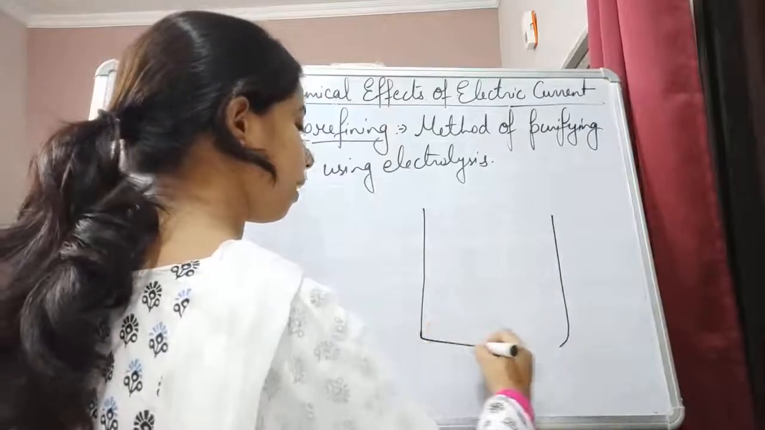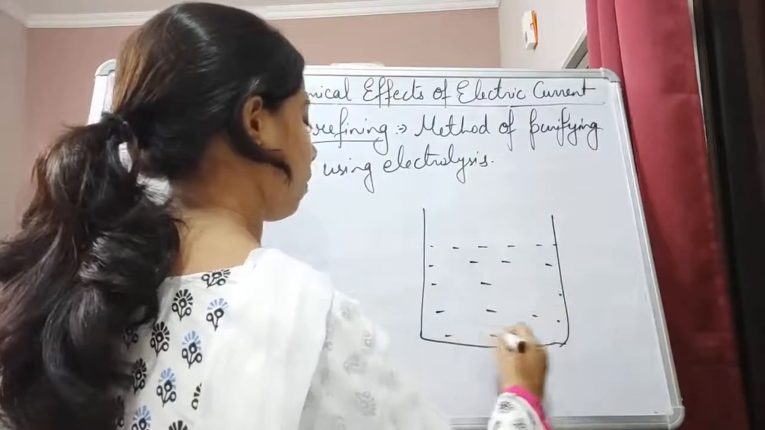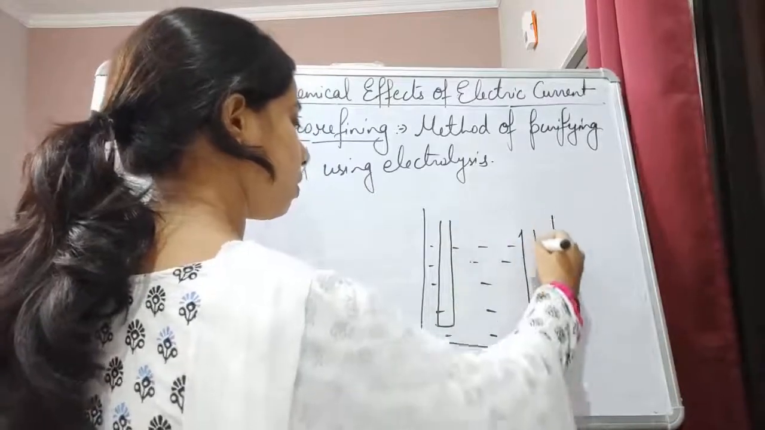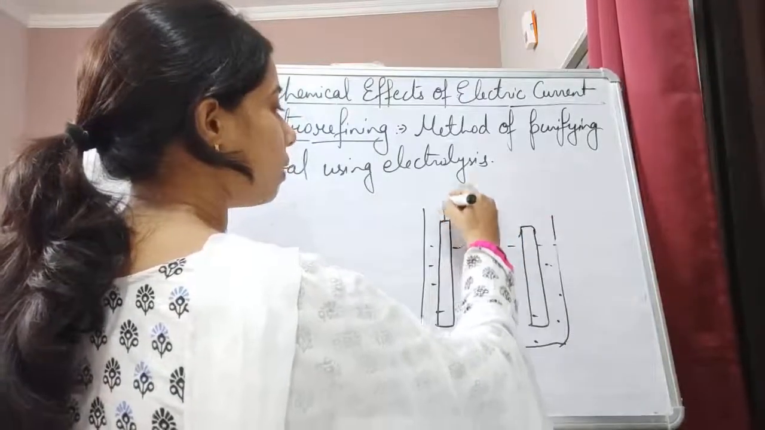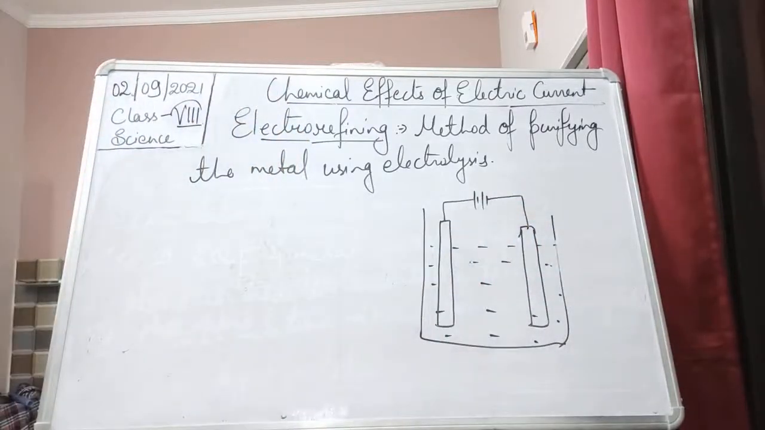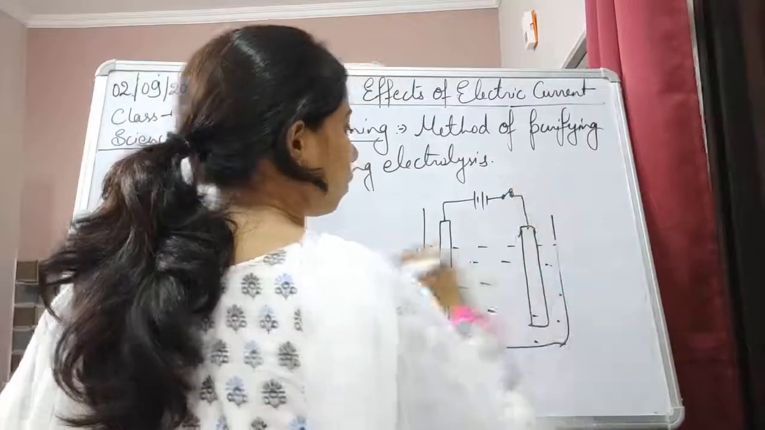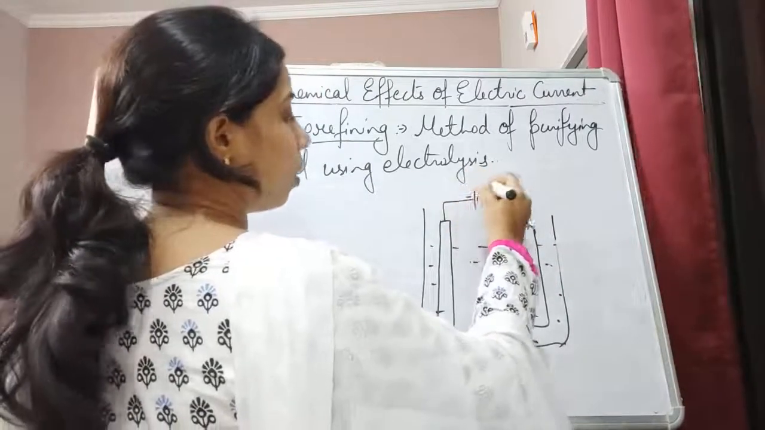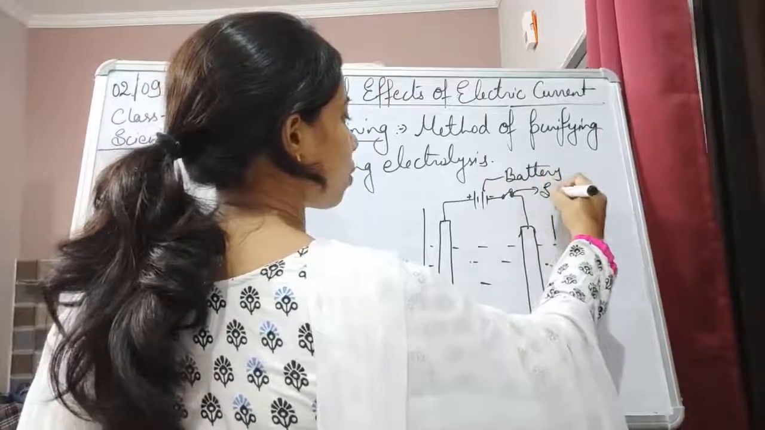It is very similar to the earlier setup. Here also we take two electrodes, one positive and the other negative, although they differ because one of them is pure and the other is impure. They are connected to a switch, and a switch is also present here. This is the battery, with one positive terminal and one negative. So this is the battery, and this is a switch.